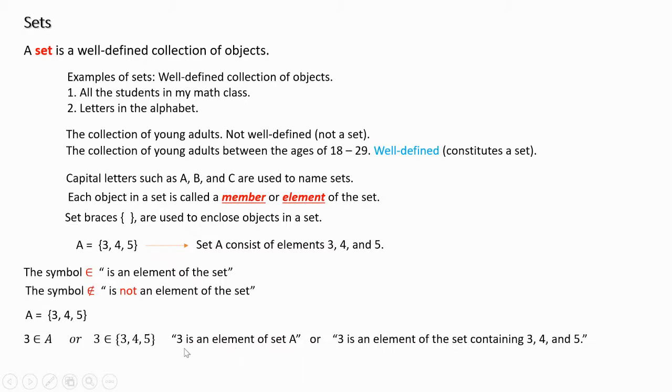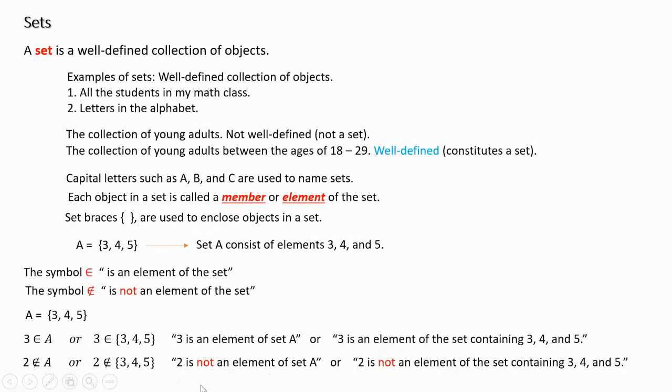You see, and here's the wording. 3 is an element of set A, or 3 is an element of the set containing 3, 4, and 5. Okay, now, 2 is not an element of A because 2 is not inside the set. Or you can say 2 is not an element of the set containing 3, 4, and 5. And there's how you say it: 2 is not an element of set A, or 2 is not an element of the set containing 3, 4, and 5. This is going to be sets, definitions, and examples.